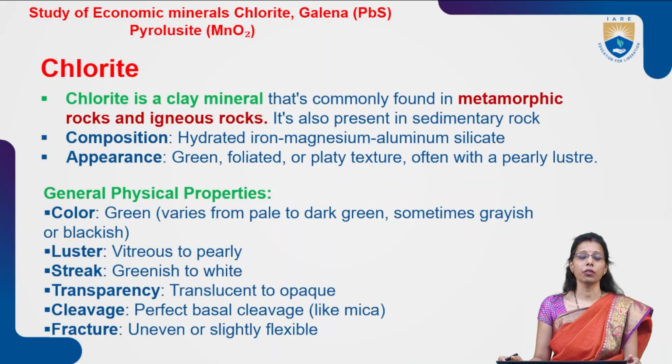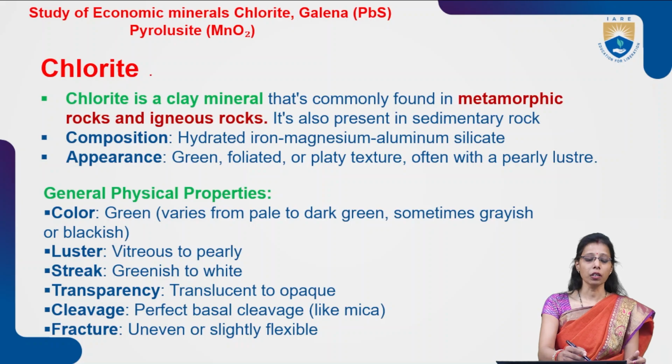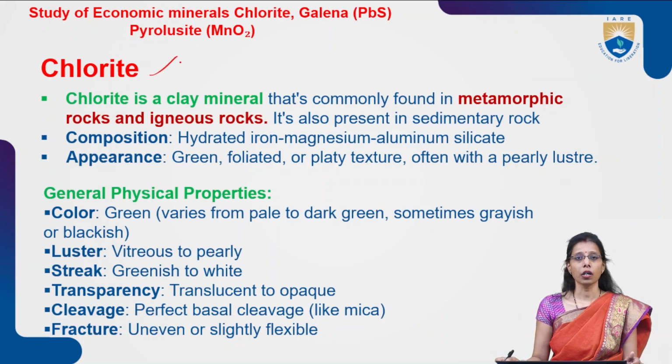In this lecture, we are going to discuss at least 3 minerals which are very important in the industrial field as well as the economic field. We'll be starting with chlorite. So what is a chlorite? Chlorite is a clay mineral, basically, and it is commonly found in metamorphic rocks.